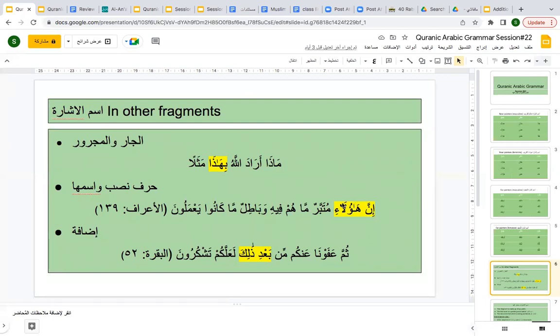Inna haulai. What do you think about this? Which fragment? Harf of nasb and its ism, right? Harf of nasb wa ismuha. So what is the status of haulai here? It is nasb status because it was affected by inna. Everyone with me so far?